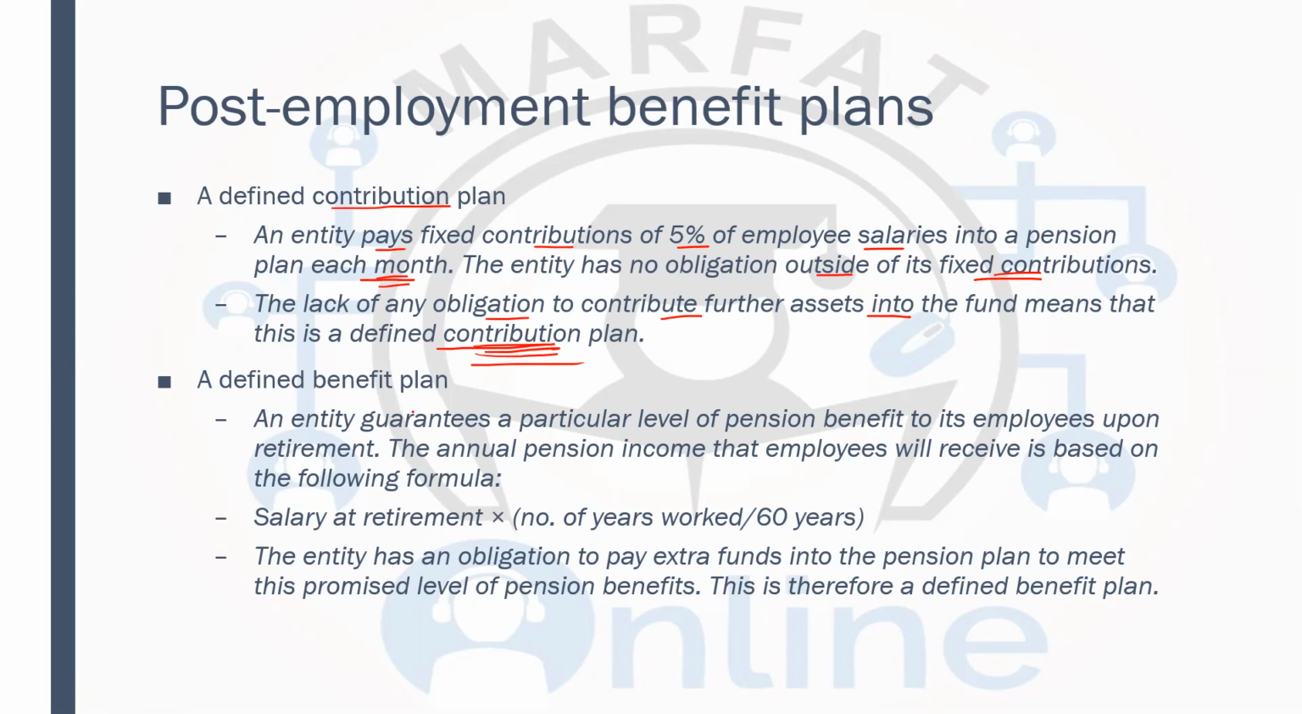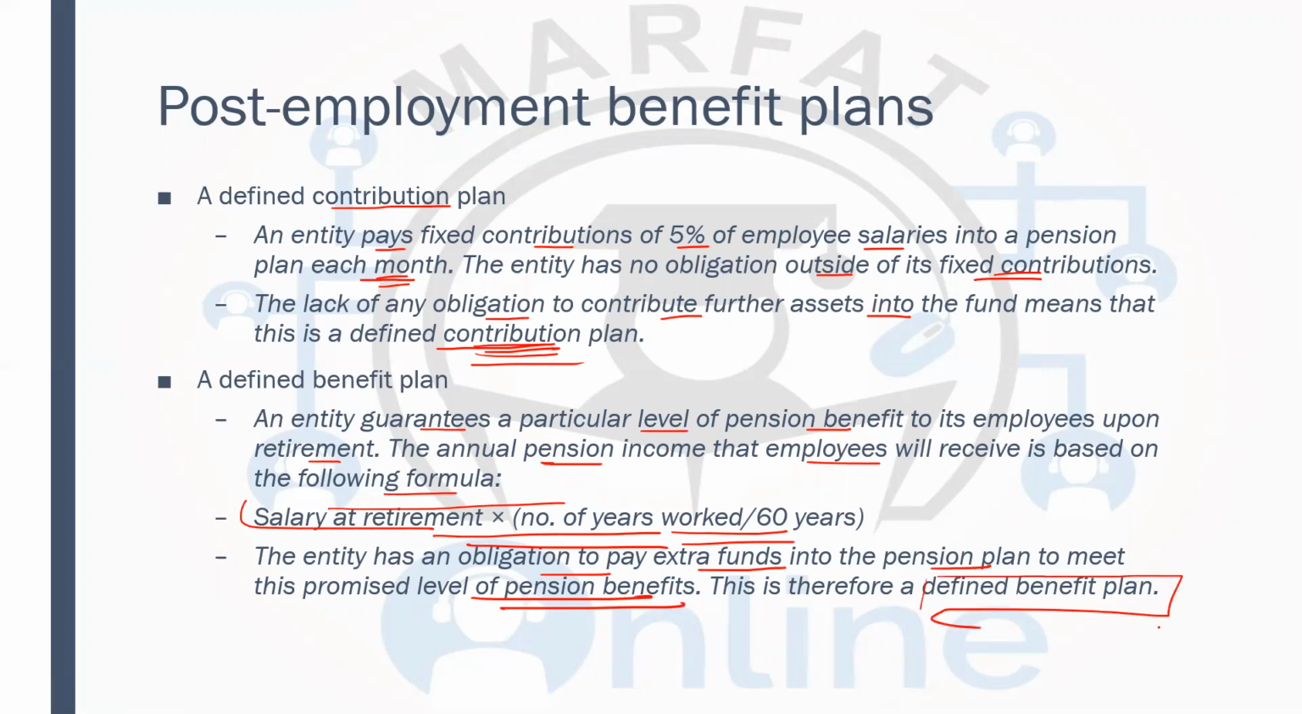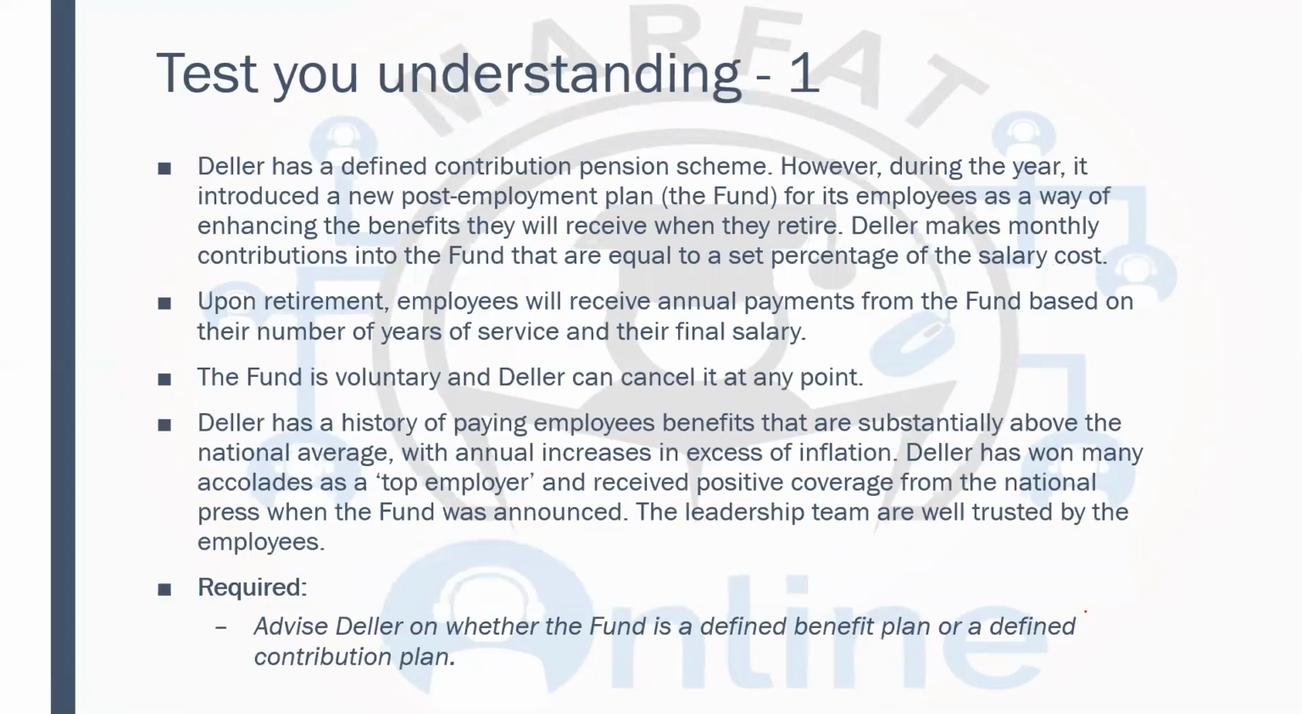A defined benefit plan: an entity guarantees a particular level of pension benefit to its employees upon retirement. The annual pension income that employees will receive is based on the following formula. Usually this formula is used: salary at retirement multiplied by the number of years worked, divided by 60. The entity has an obligation to pay extra funds into the pension plan to meet the promised level of pension benefits. This is therefore a defined benefit plan, which you need to understand.